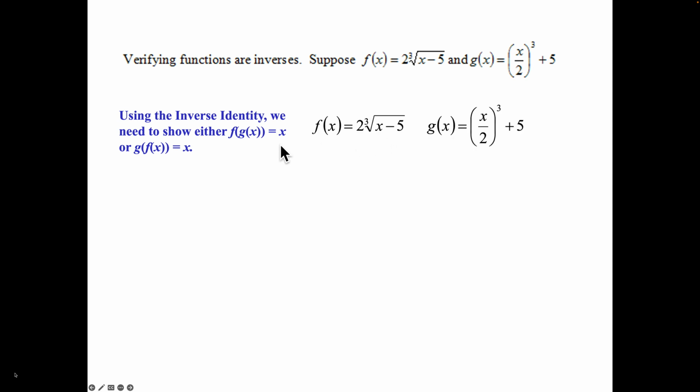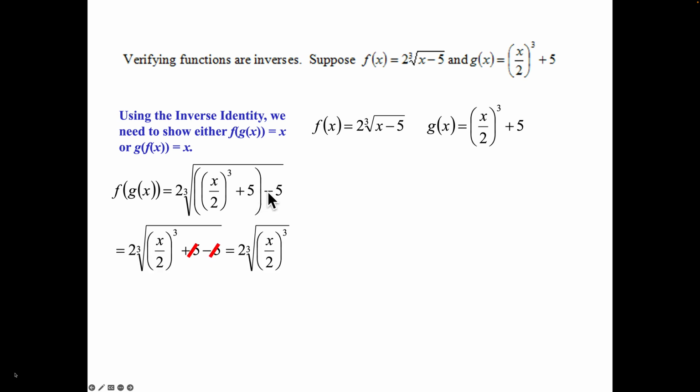All right, welcome back. Here we go. We're going to take f of g of x. We're going to take all of this, put it in for that x inside the square root. There it is. Really don't need those parentheses because nothing's being multiplied to it. So plus 5 minus 5, they cancel.